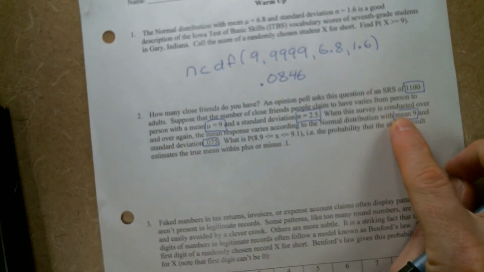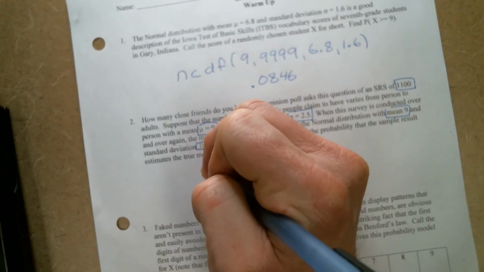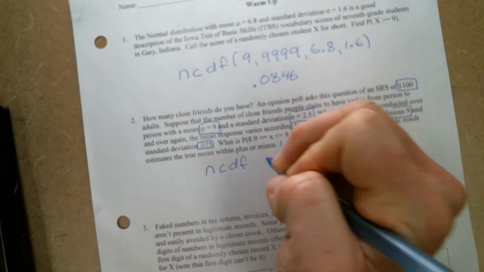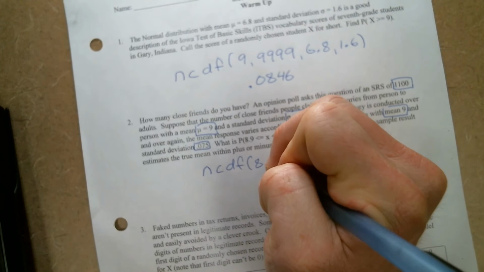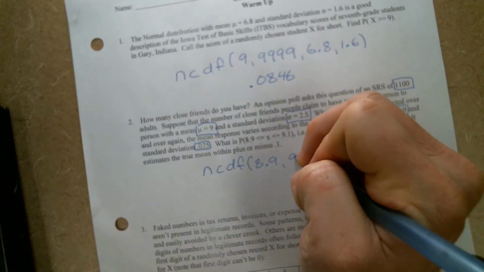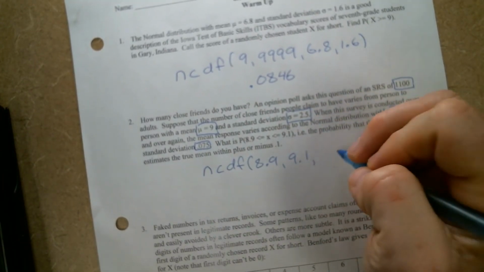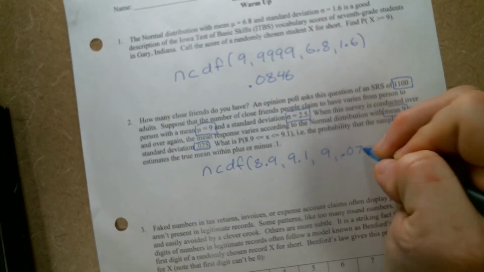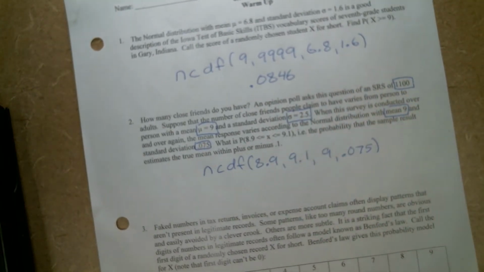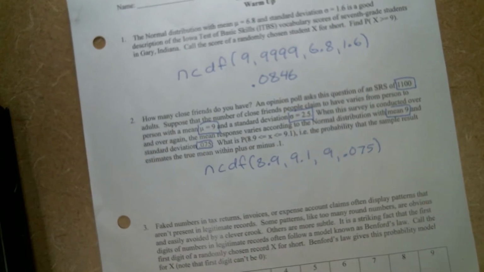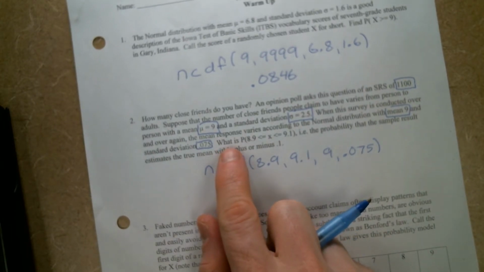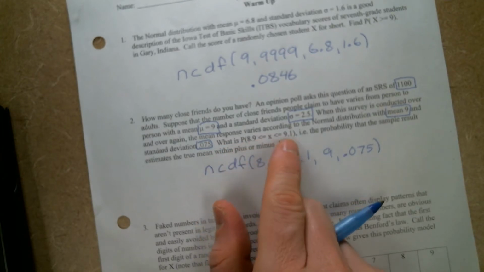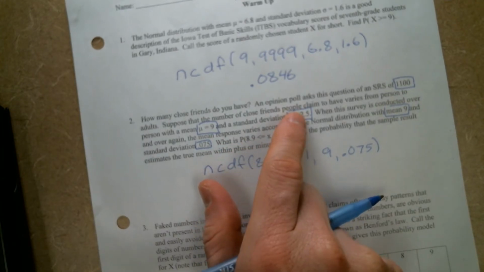So since this says the probability of the sample result, we're going to be using these two values right here. All right, so it's going to be an NCDF 8.9 to 9.1 when the mean is 9 and the sample standard deviation is 0.075. If this had asked, what are the odds that a given individual will have between 8.9 and 9.1 friends, then we would have used this.